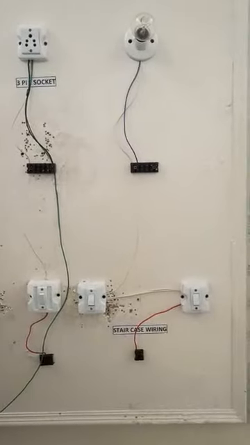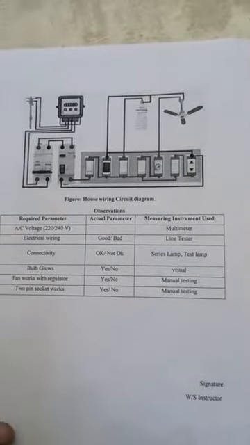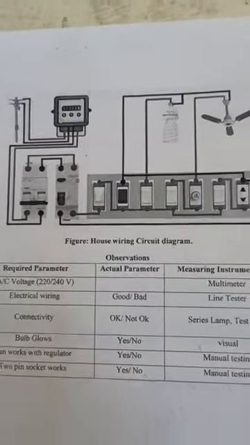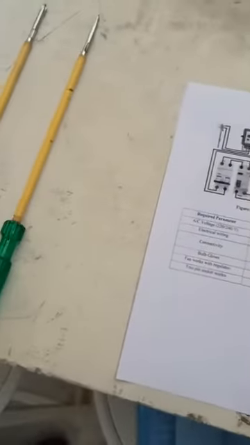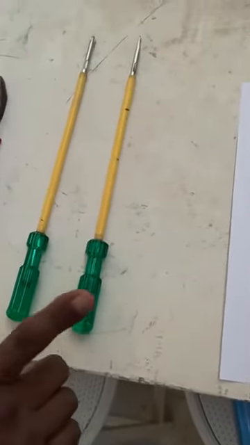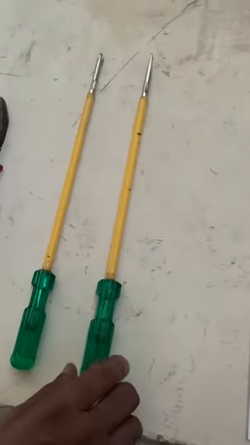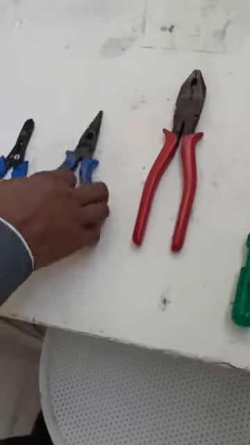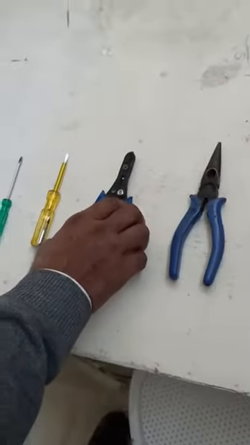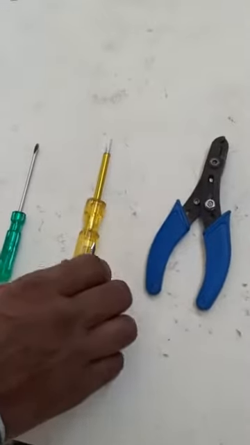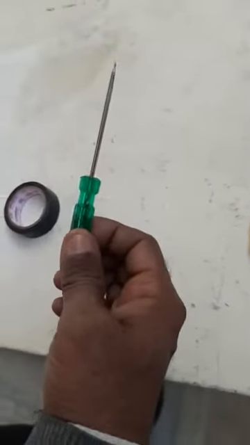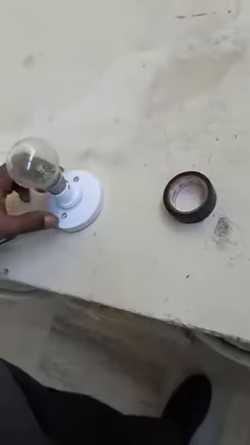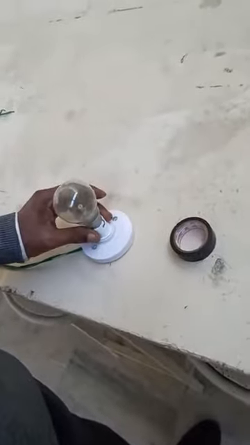So now for the house wiring circuit diagram. Now these are the tools which we will use in making this circuit. These are screwdrivers, this combination plier, and this is a long nose plier. This is a wire stripper, neon tester, and screwdriver for smaller screws. And this is insulation tape, and this we use as a test lamp.